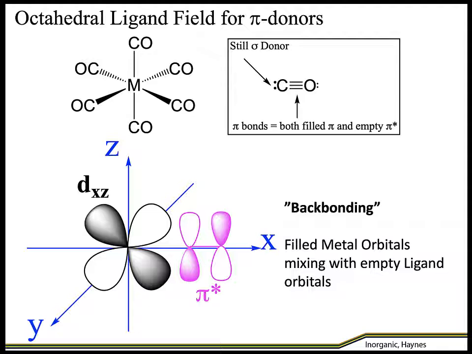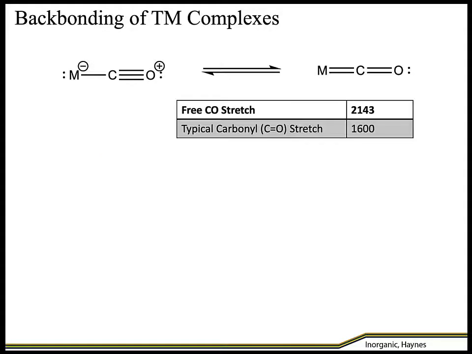So what does this look like if we're thinking about a Lewis structure-like picture? Well, this idea of backbonding is where we think about a strengthening of the bond between our metal and our carbon, and a weakening of the bond between the carbon and the oxygen.